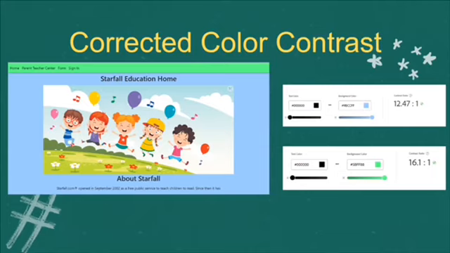The corrected web page showcases a color contrast ratio of 12.47 to 1 and 16.1 to 1, which successfully satisfies guideline 1.4.3 Contrast, which suggests that visual presentation of text and images of text has a contrast ratio of at least 4.5 to 1.